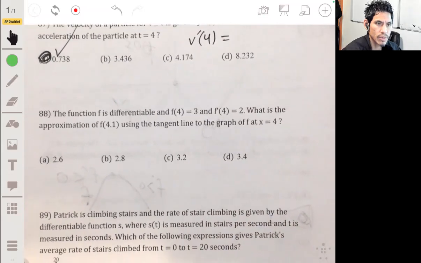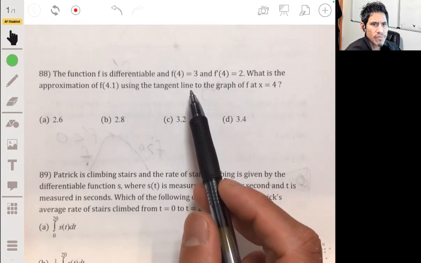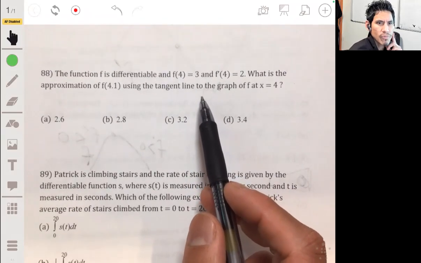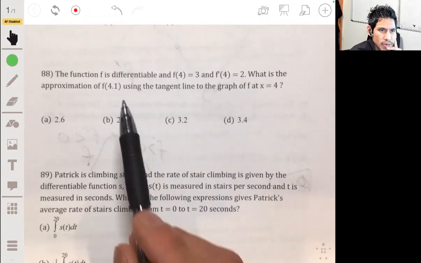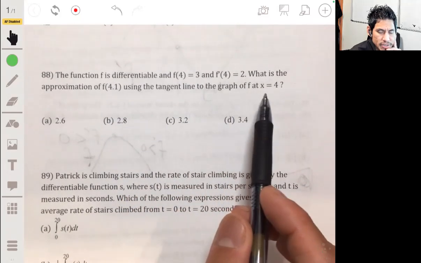Or 88. So the function f is differentiable and f of 4 equals 3 and f prime of 4 equals 2. What is the approximation of f of 4.1 using the tangent line to the graph of f at x equals 4?